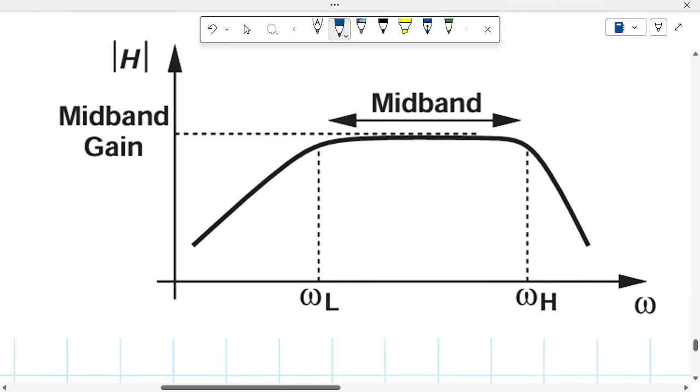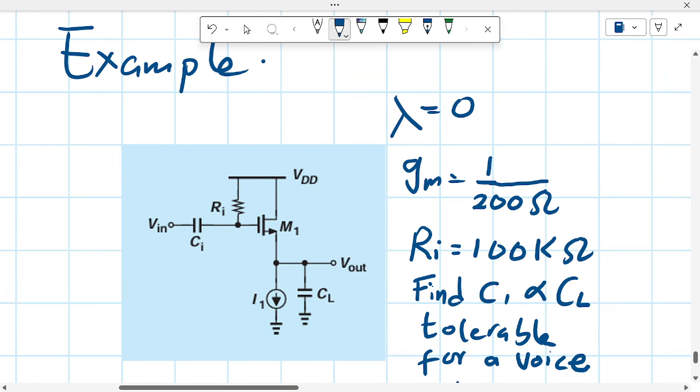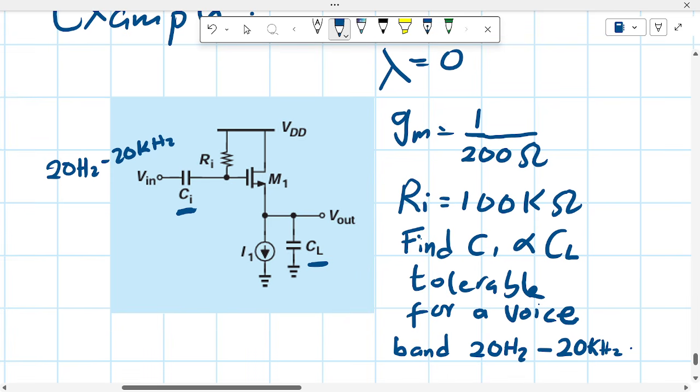We could look at a typical example here. This is a typical question where we want to find appropriate values of C1 or Ci and values of load capacitance introduced that would be tolerated. Assuming the signal coming in is a voice band signal between 20 Hz and 20 kilohertz, what we need to do is choose values of capacitance that would not attenuate the low frequency here.